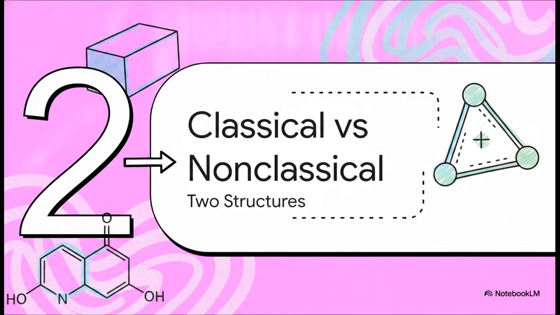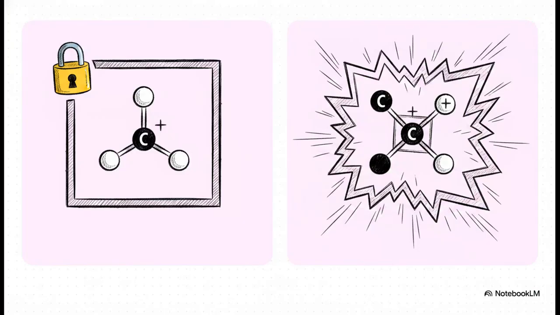Which brings us to Section 2. Classical versus non-classical ions, a tale of two structures. In the standard textbook view, we have classical carbocations. In these structures, the positive charge is either localized on one single carbon atom or it's delocalized using familiar, totally expected methods, like resonance with an unshared pair of electrons or maybe an adjacent double or triple bond. Specifically, they do this in what chemists call the allylic position, meaning right next door to that double bond. Basically, it plays by the established rules.